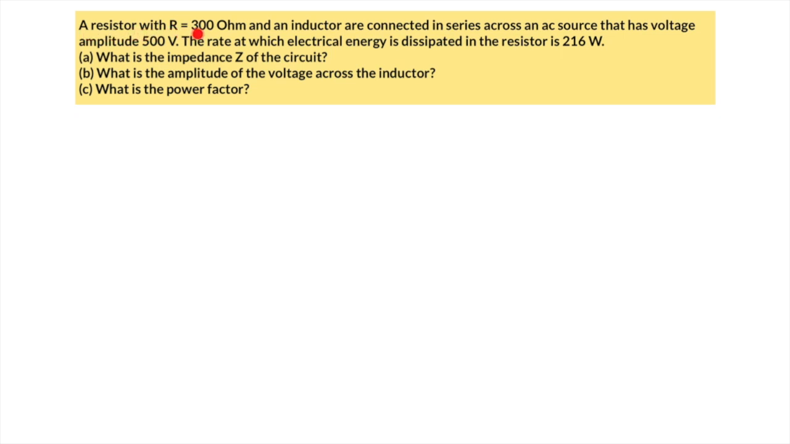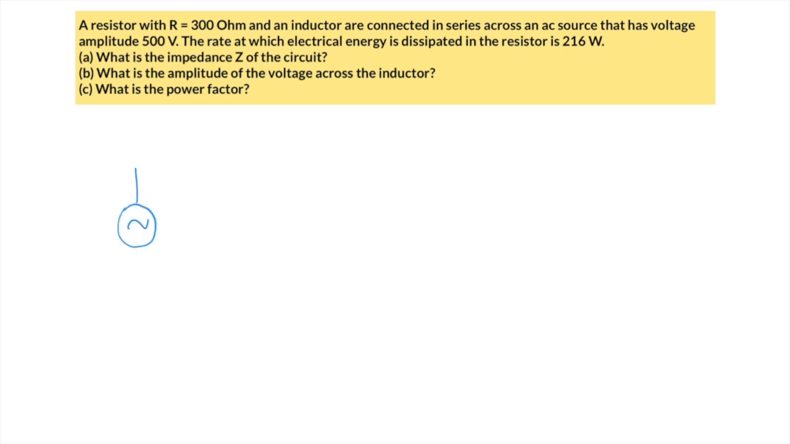A resistor with resistance 300 ohm and an inductor are connected in series across an AC source that has voltage amplitude 500 volt. The rate at which electrical energy is dissipated in the resistor is 216 watt. So let us draw a circuit for this first.